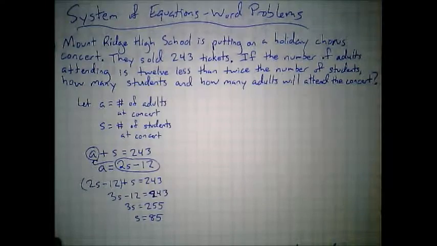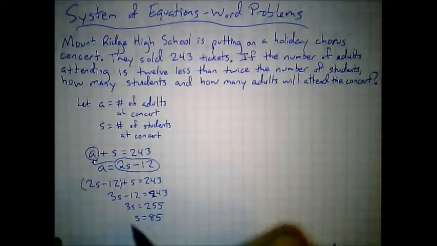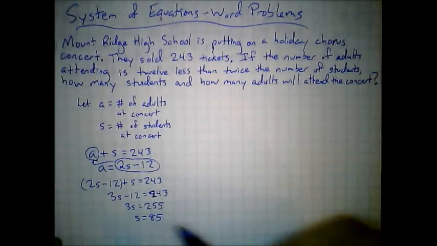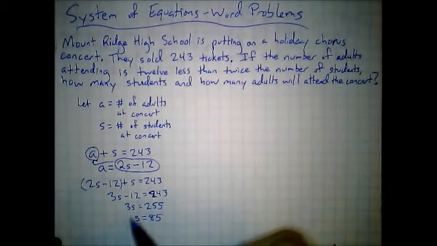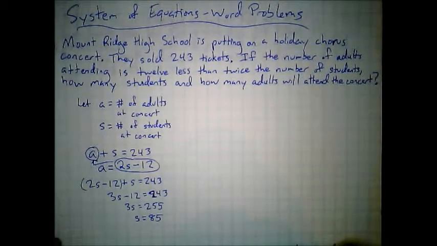We just want to understand, what did we just figure out? Well, s is the number of students at the concert. So all this solving, all this weird algebra, told us that the number of students is 85. 85 students attended this holiday chorus concert. That's great. But now we also have to figure out how many adults attended the chorus concert. Now this part is very intuitive.